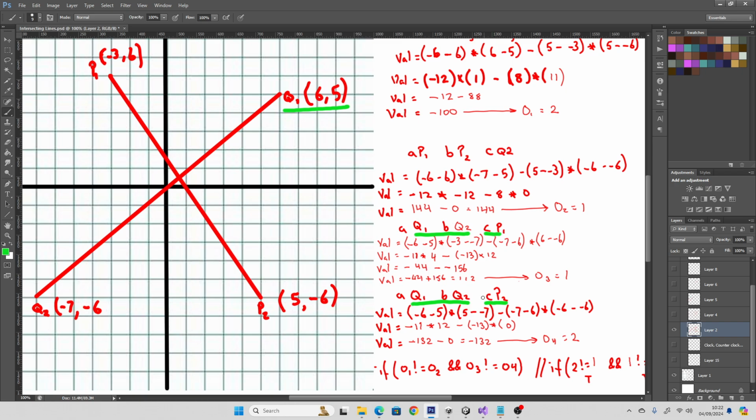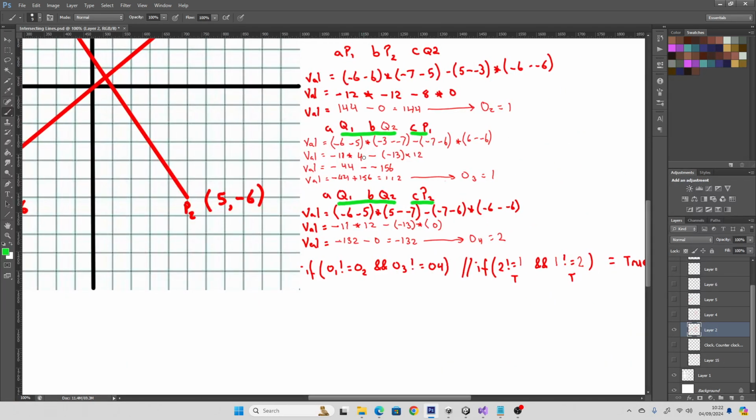And then the last one is Q1, Q2, and P2. So Q1, Q2, I'm drawing that counterclockwise. We have a negative number as our answer, which means we output a 2. Once we have all of these, I'm going to go and look at finding out if they intersect.